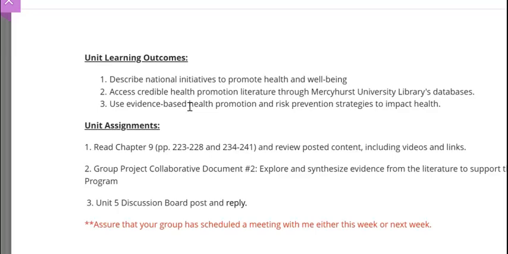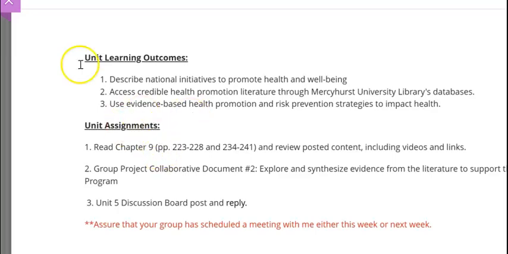And I can't say it enough. This is a requirement that we go through the databases. I know we can get really good data and information by oftentimes even Googling, especially if we go to good sources like the Cleveland Clinic, etc. But for this course and for this specific learning unit, we are going through the Mercyhurst Library databases. And then we're going to use that evidence to impact health in our health promotion groups.